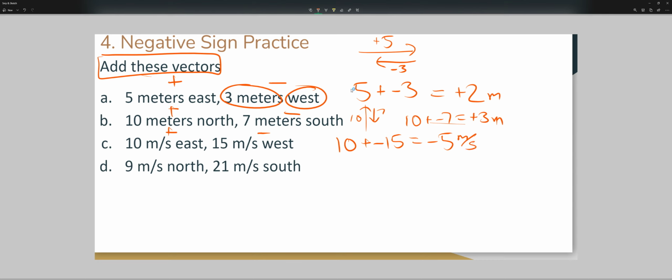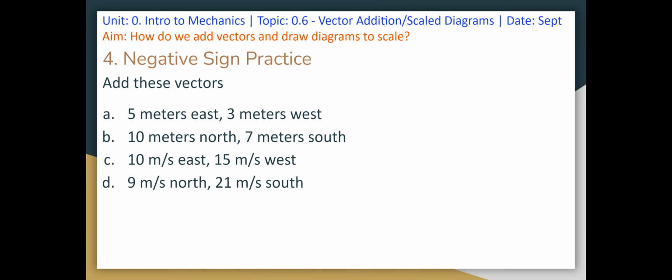Moving on to example problem D. North is positive, south is negative. So you're doing 9 plus -21 gives you -12 meters per second. And that's how I would add the vectors here, right? This is how you would add vectors. All right? So that's the end of the lesson.